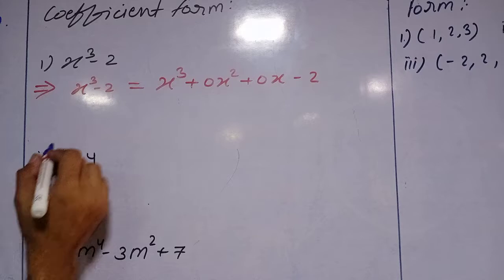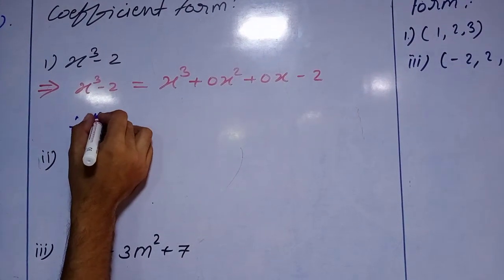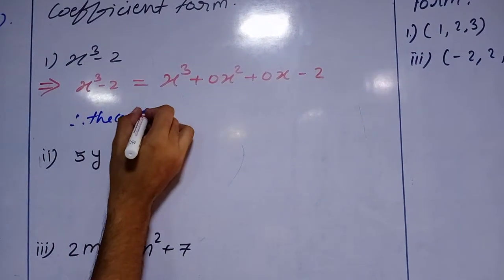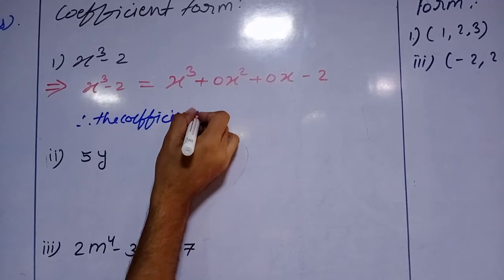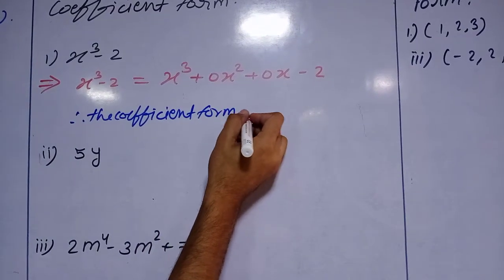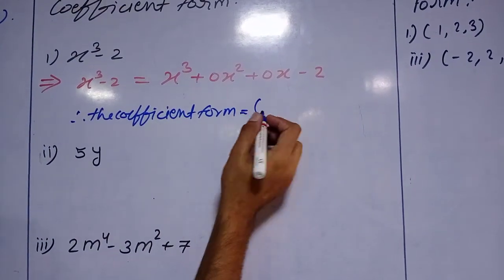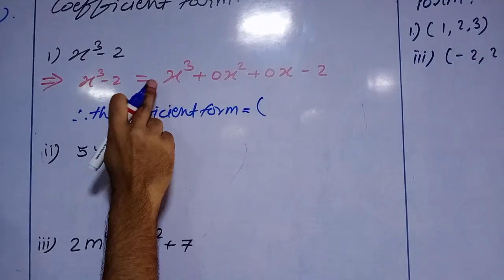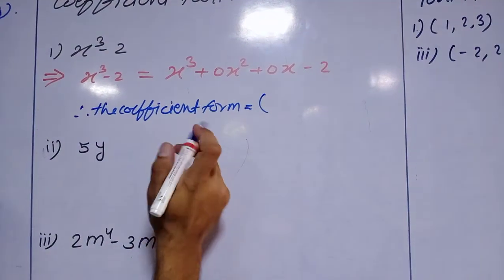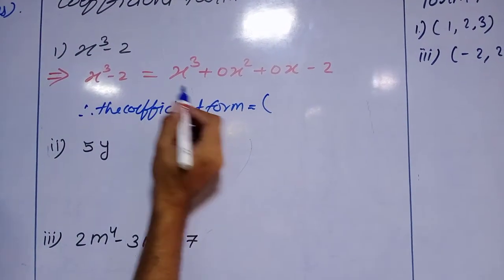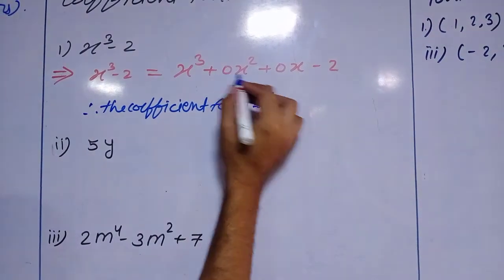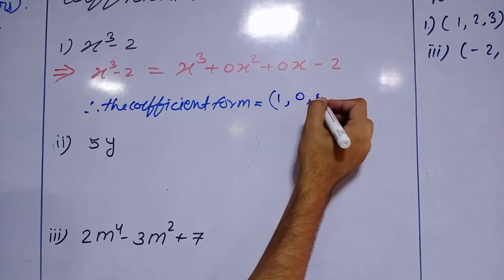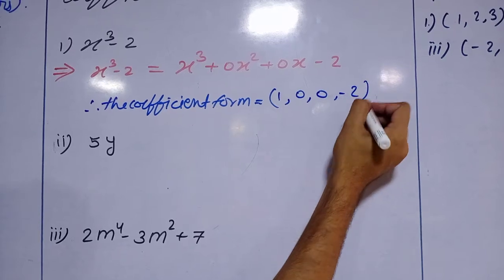Therefore the coefficient form is equal to, in brackets we should write whatever coefficients we have, all of them. With x cube we don't have any number, means there is 1, comma, here we have 0, again we have 0, and at the last minus 2.